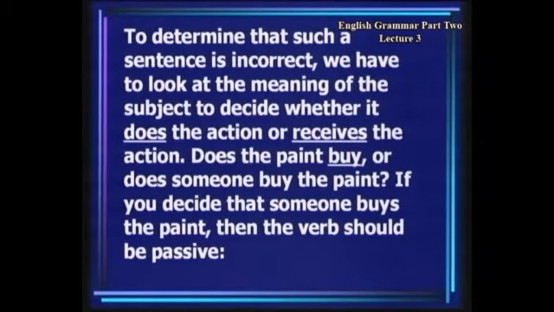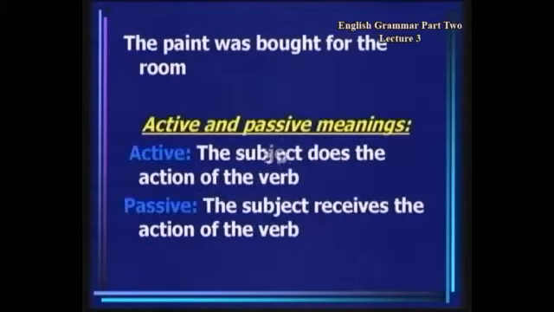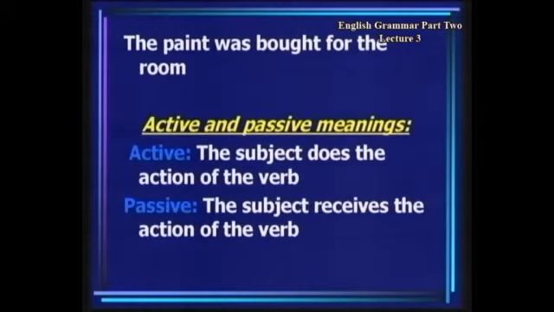Does the paint buy? الدهان بيشتري? Or does someone buy the paint ولا حد اللي بيشتريه? If you decide that someone buys the paint, then the verb should be passive. زي هنا. The paint was bought for the room. ليه؟ Because someone bought the paint for the room. Alright? طيب.